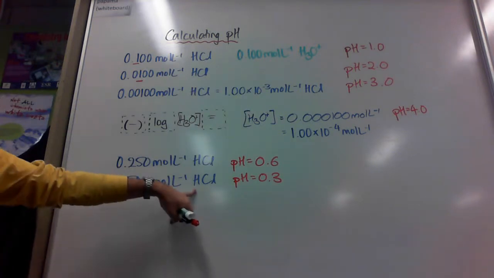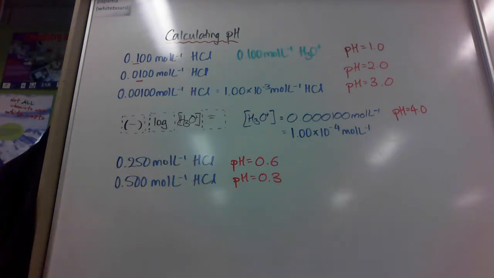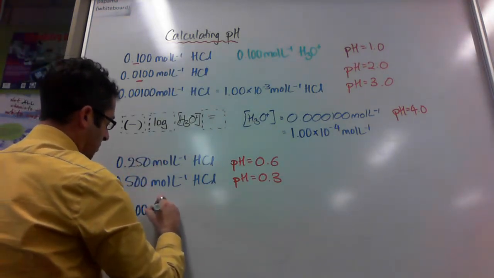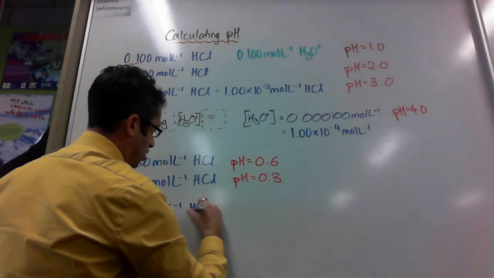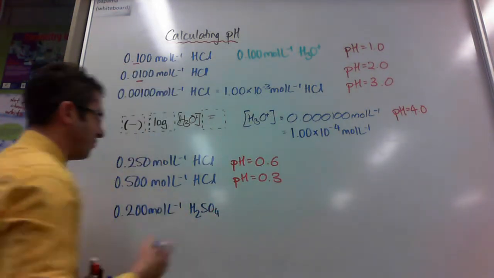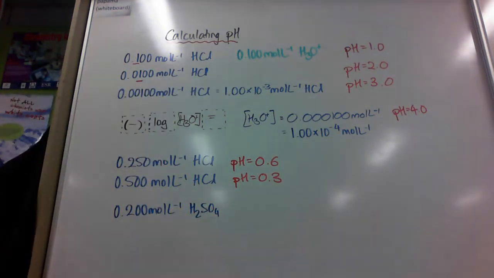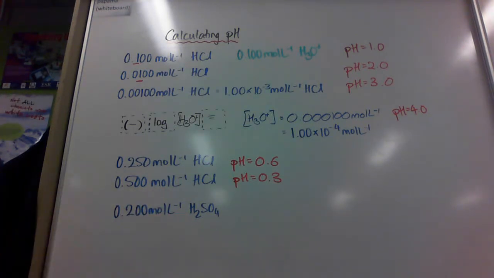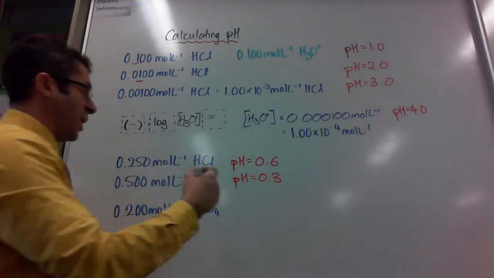That's all really easy when you've got just one H plus in there. But what if I had something like this? What if I had 0.200 moles per litre of H2SO4? Now that's a little bit trickier. At this level of chemistry, we assume that the acid will fully dissociate. So both of those hydrogen ions will react with water to make hydronium. So the first thing you actually do with this one is do the equation.